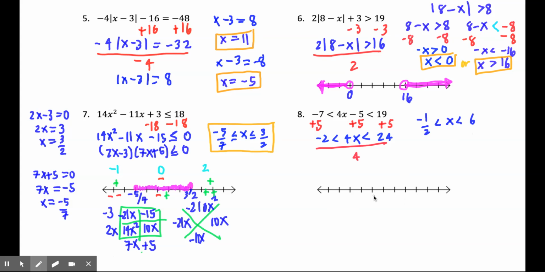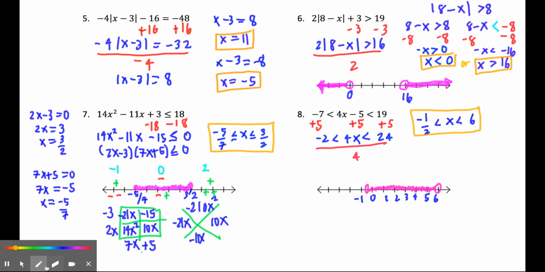And then you just want to place those on here. Okay, and then those are going to be open circles. An open circle at -1/2, an open circle at 6. And then this means that it's shaded in between. And there's your answer. Okay, next problems.